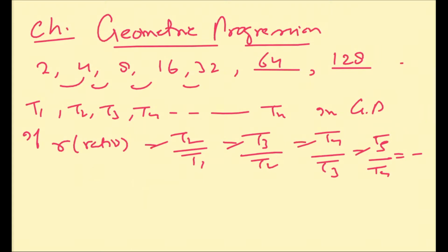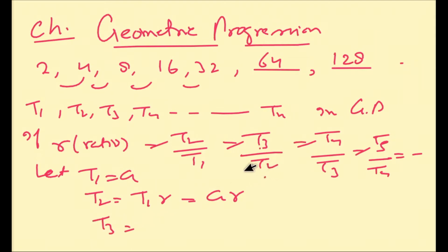Okay student. Now you can see, let T1 equal A. So T2 equals T1 into R, so it is A into R. T1 is A. Now you can see T3 equals T2 into R. T2 is AR, so AR into R, so we get AR square.